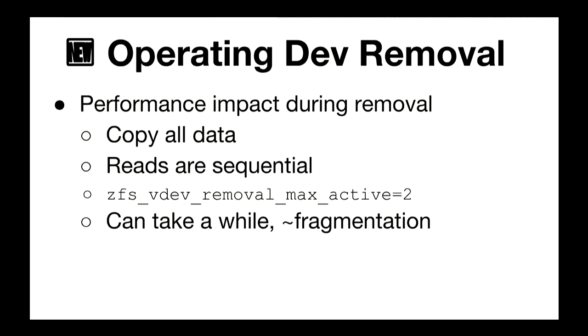There's a new vdev queue type for these removal IOs. It's the lowest priority, and by default we set that to a queue depth of 2, so we'll send at most 2 removal IOs to each disk at once. And this can take a while. To be honest, we concerned ourselves more with the impact to the performance of the rest of the pool while the operation is in progress, rather than making removal go as fast as humanly possible.